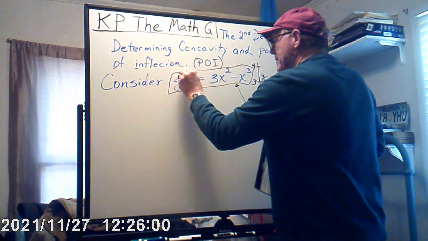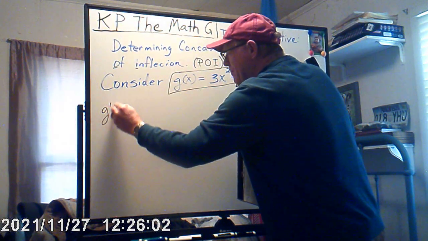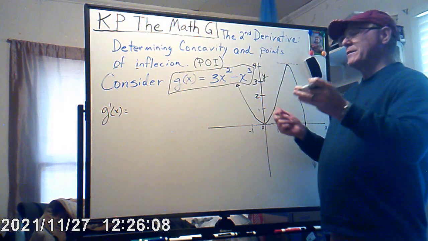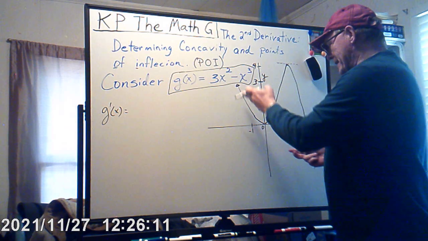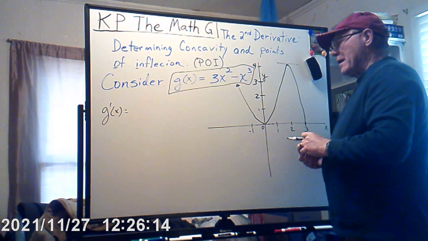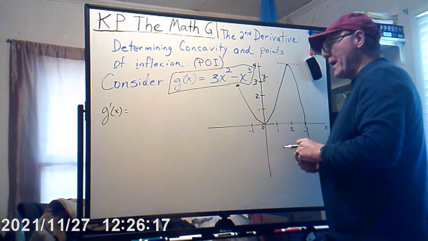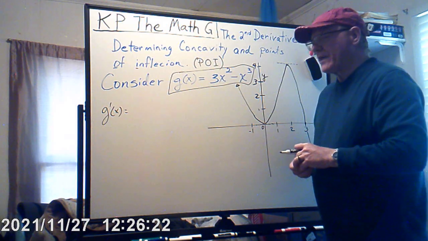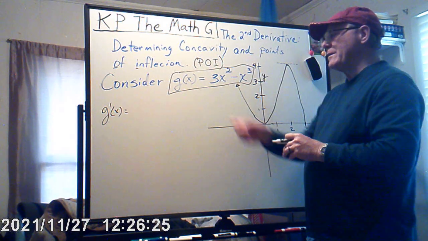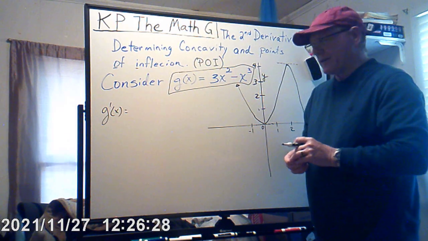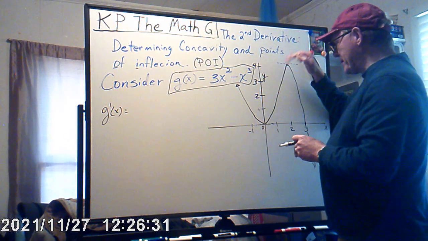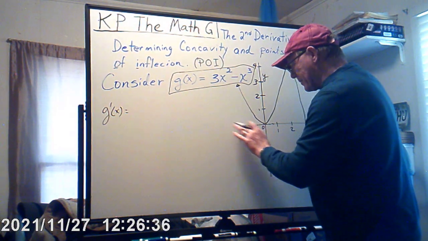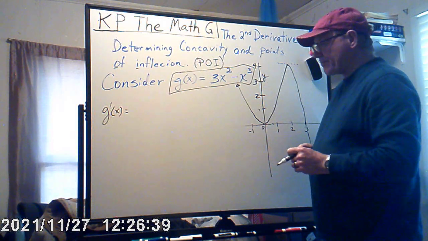All right, now let's take G prime of x. Remember, this is the slope of the tangent line to the curve, and we're looking for where G is increasing or decreasing. We don't say where G prime is increasing or decreasing. We say where G is increasing or decreasing. Well, we've already seen the picture is really clear, isn't it? Let me erase this so we can have some room here.